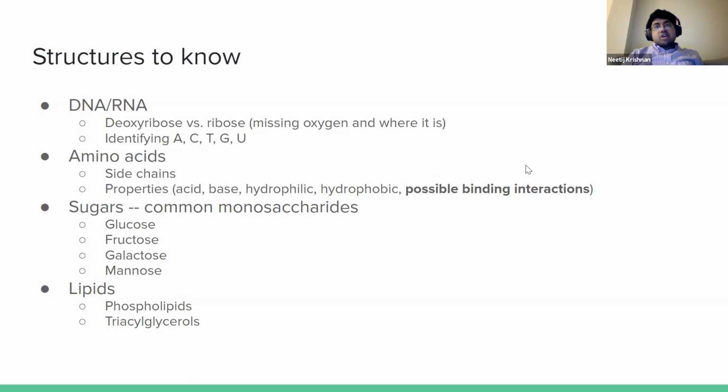I'd also recommend knowing what the alpha and the beta versions of a cyclic monosaccharide are, as well as where the anomeric carbon is, and the L versus the D sugars, and you should know the fact that we use D sugars and L amino acids.